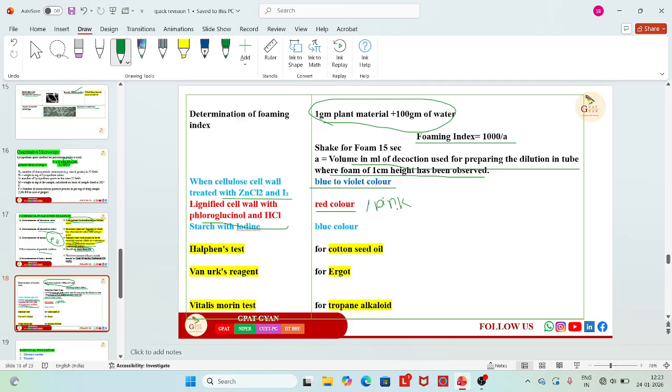There you have seen that there was one match the following with the reagent name and its color. So both ZnCl2 with I2 and phloroglucinol were there. So I told that when there is iodine, there is blue to violet color. When there is phloroglucinol, there is red to pink color. Starch with iodine, always blue color. Halphen's test is for cottonseed oil. Van Urk's reagent test is for ergot, and Vitali-Morin test is for the tropane alkaloids.